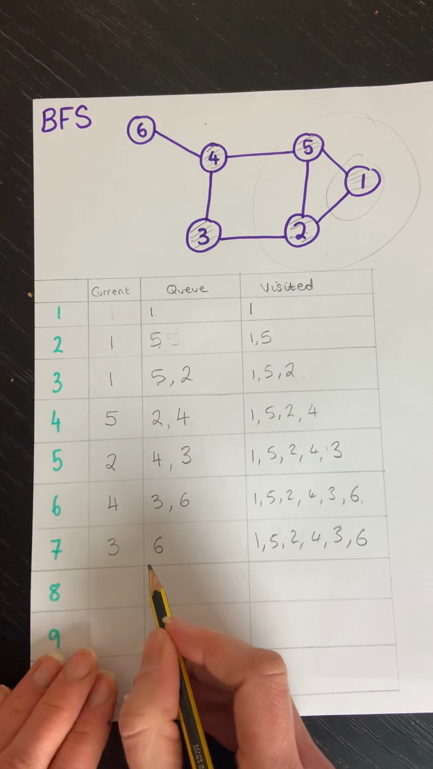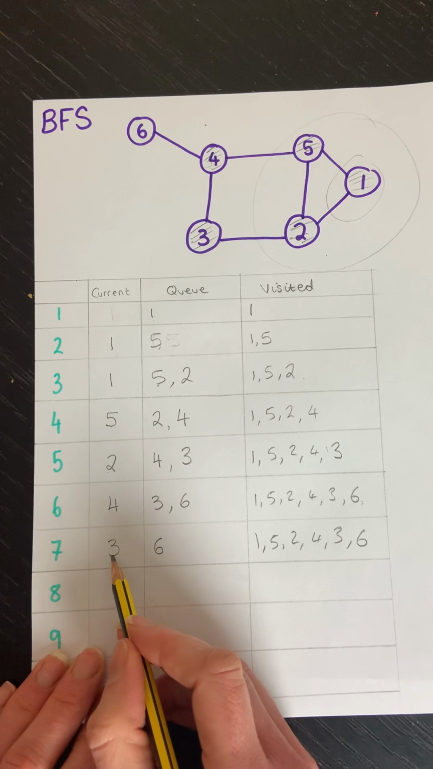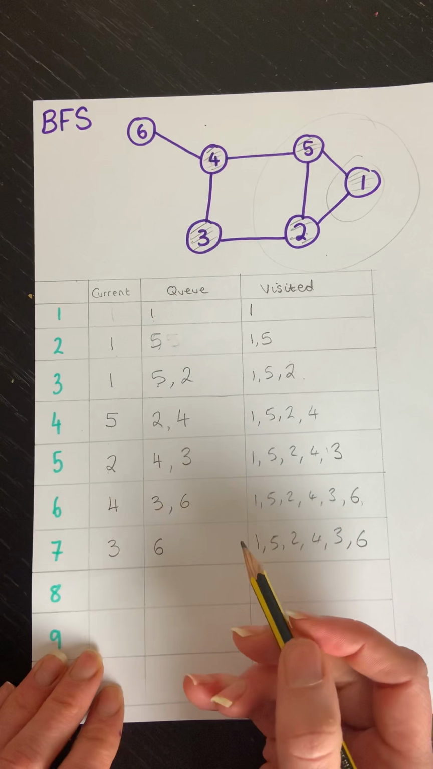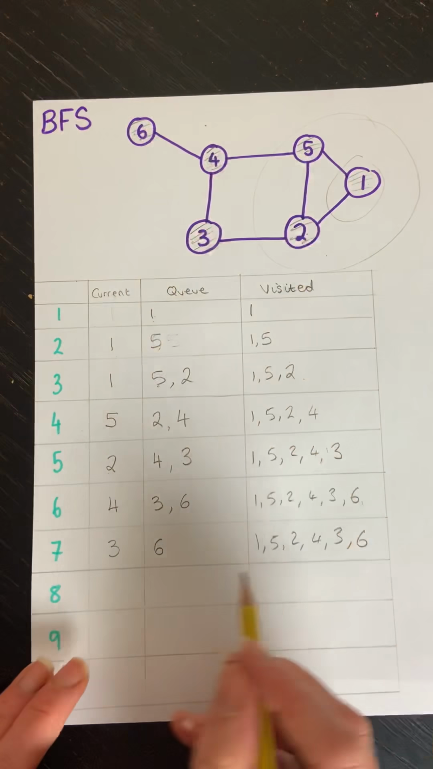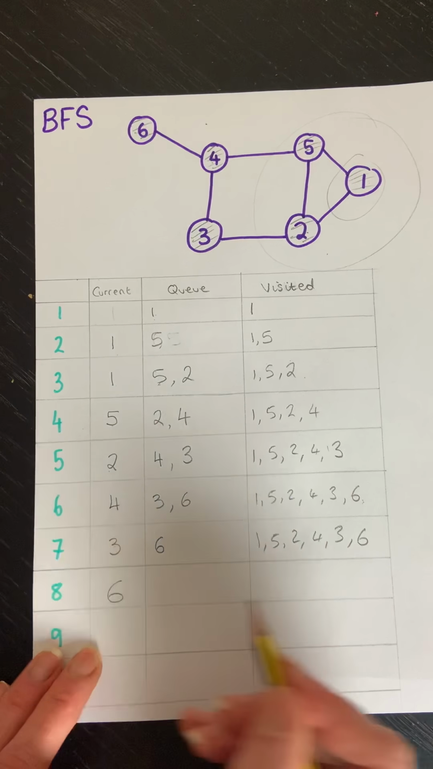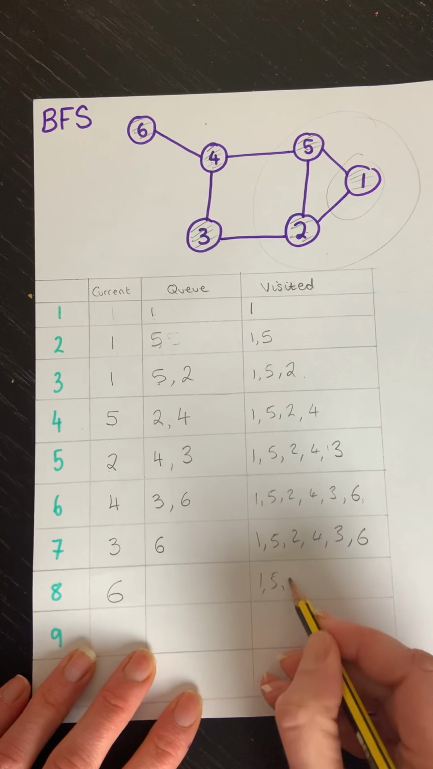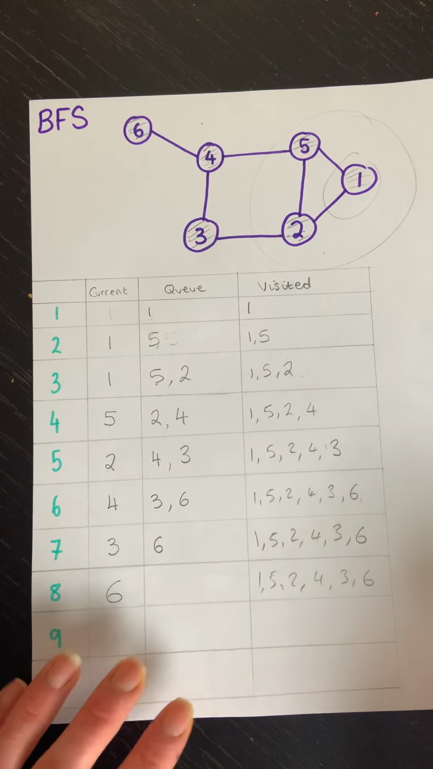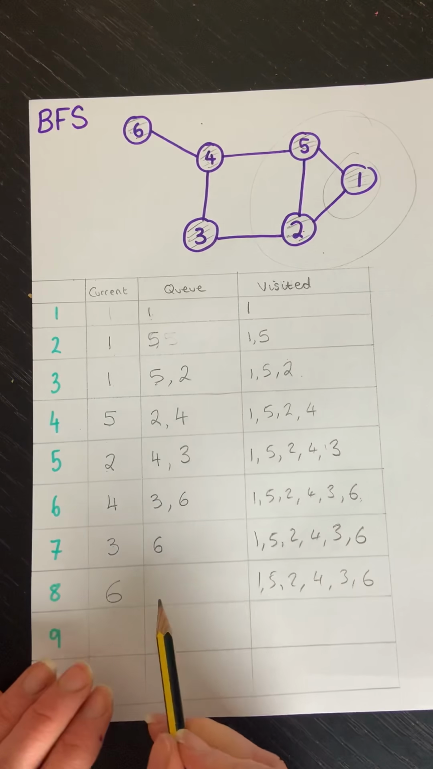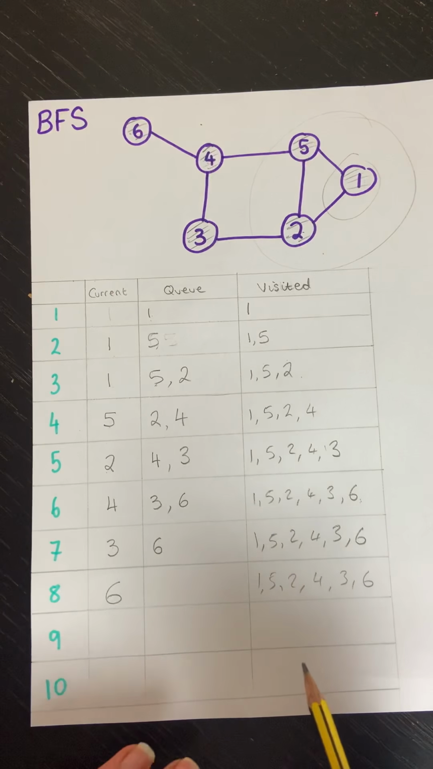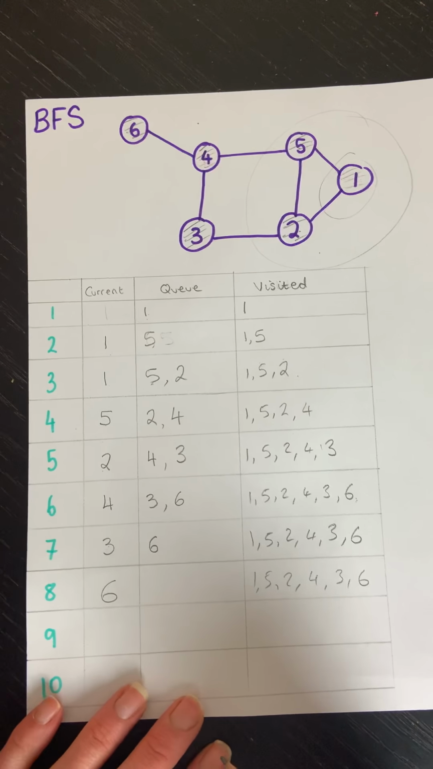And then that just leaves us, well, there's nothing to do with 3 as the current node because there is no unvisited children of 3. Meaning we just dequeue 6. Don't change our visited list. And then we are finished because the queue is now empty. So the first while loop does not trigger.